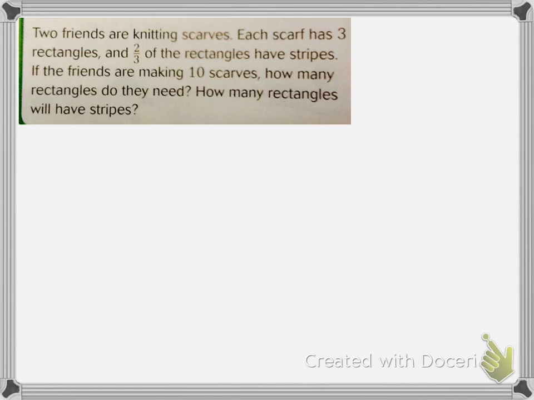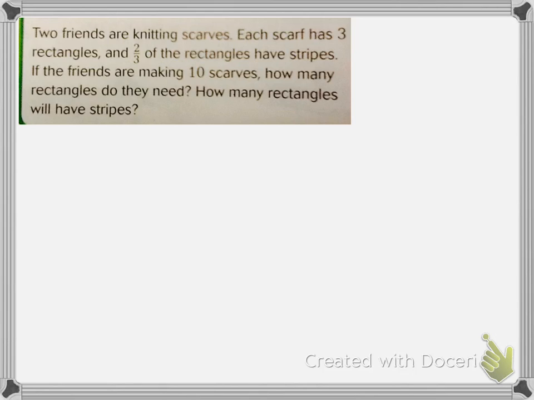Okay. 2 friends are knitting scarves. Each scarf has 3 rectangles, and 2/3 of the rectangles have stripes. If the friends are making 10 scarves, how many rectangles do they need? How many rectangles will have stripes? Ooh, wow.